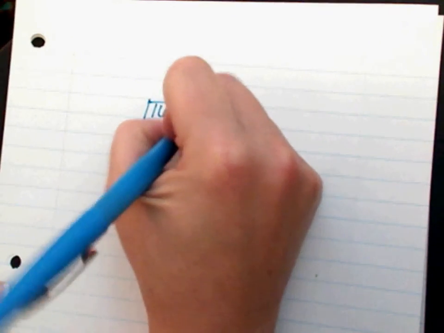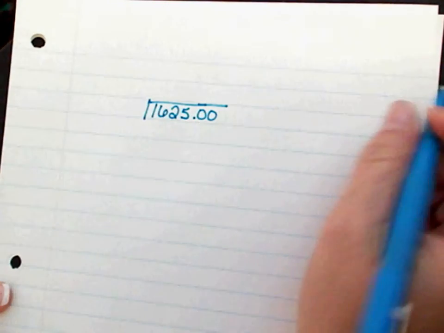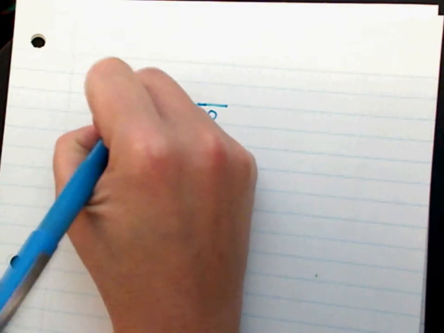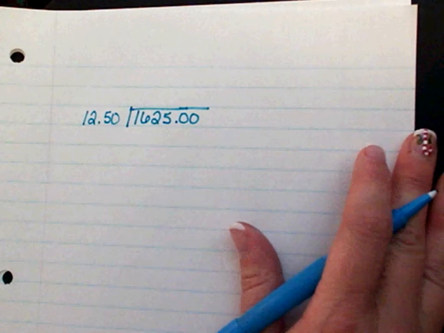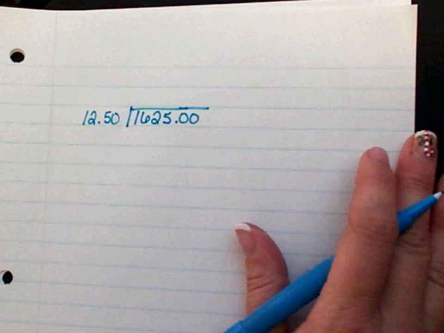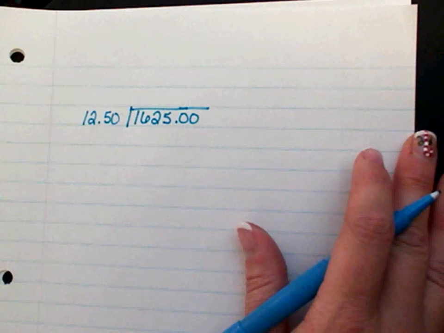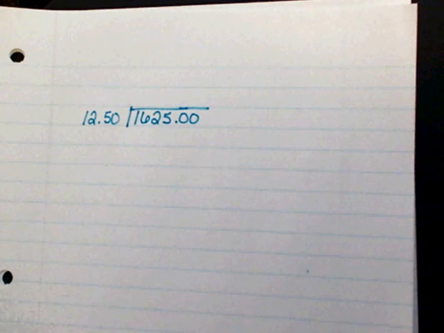If we have a number like $1,625 and we want to divide that up and see how many times $12.50 goes into it. Well, now you notice we have a decimal on the outside. So first thing I'm going to do is get that decimal out of there.